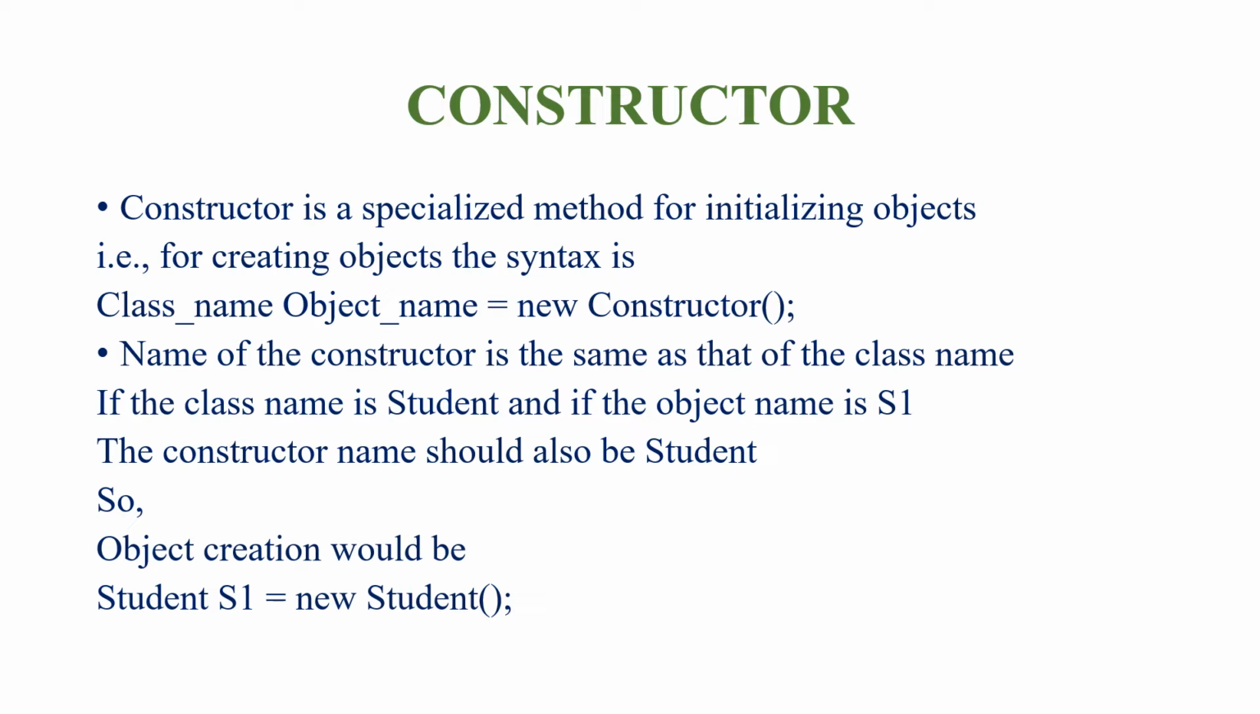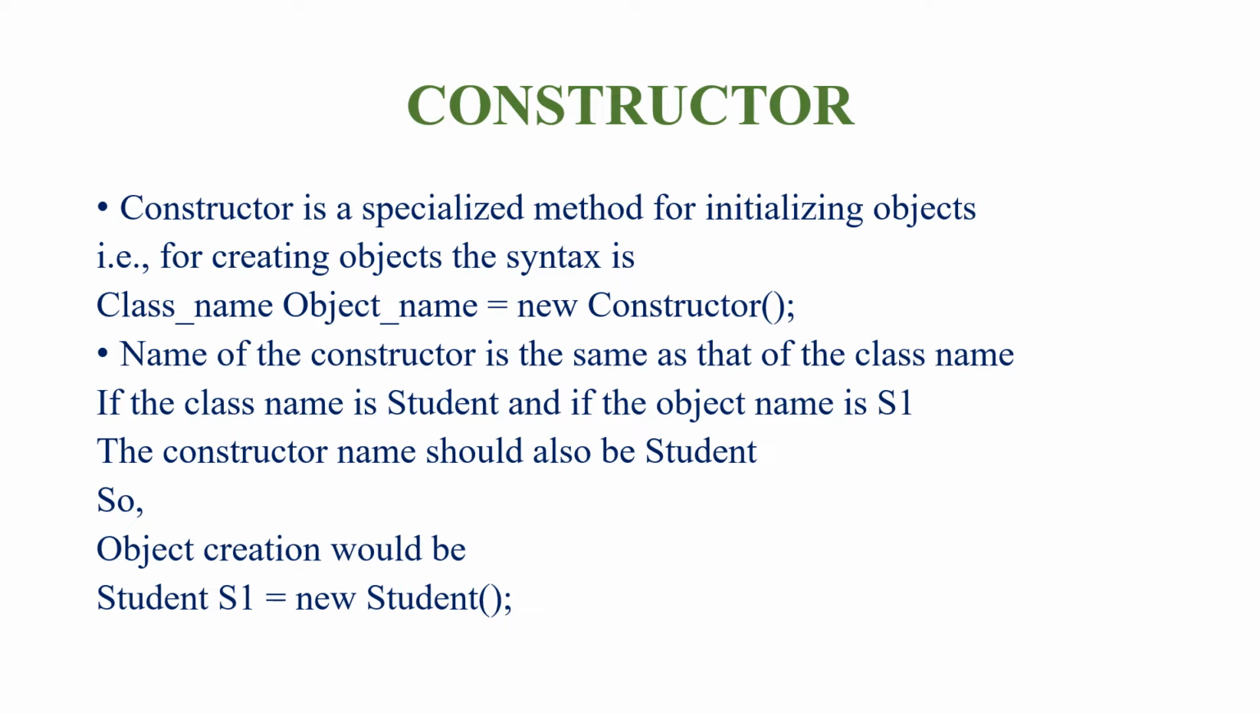Now we'll see the syntax for object creation. The syntax for object creation is class name, object name equal to new constructor. Here the class name and the constructor name should always be the same. For example, if I take the class name as Student, the constructor name should also be Student. The object name could be anything. Here I have taken S1. Then new is nothing but a keyword.